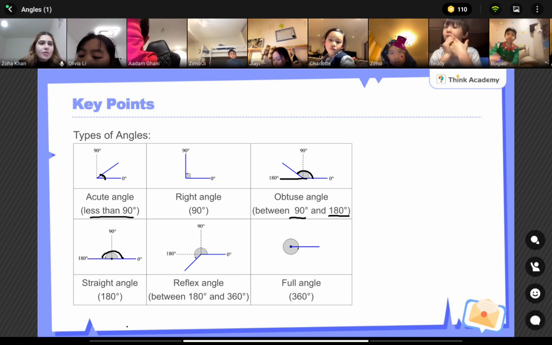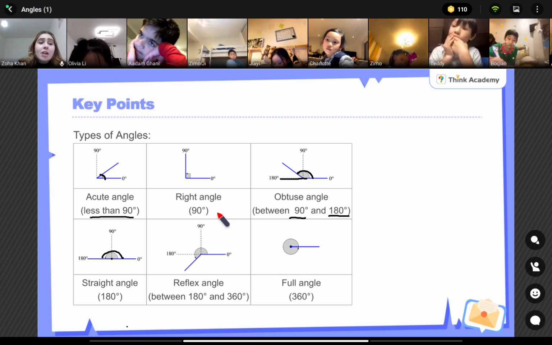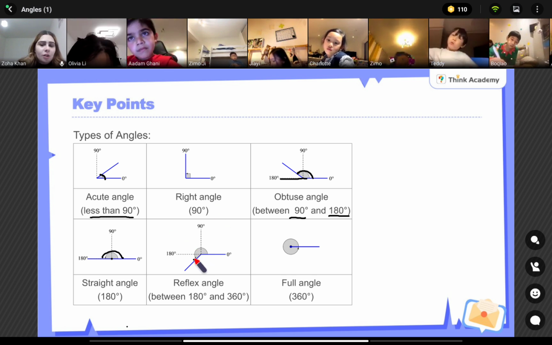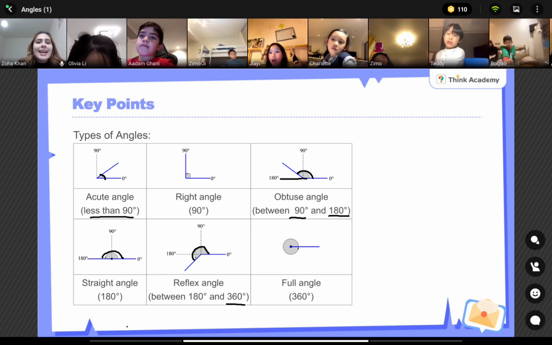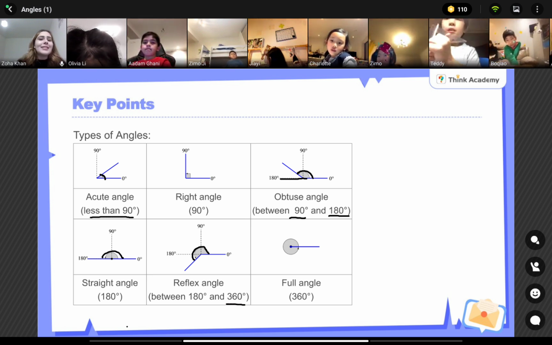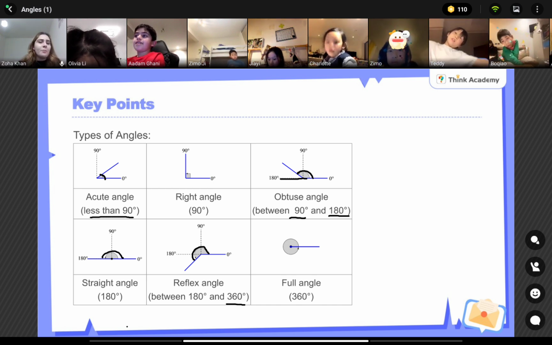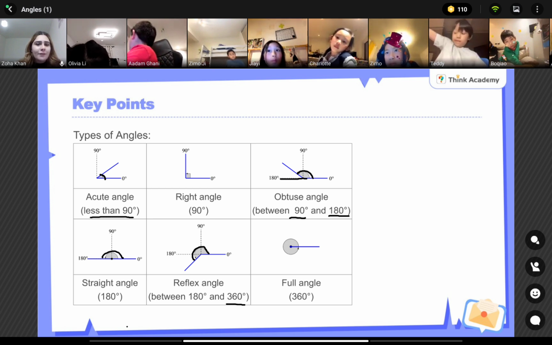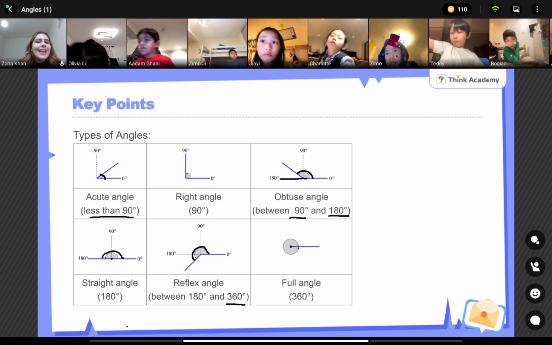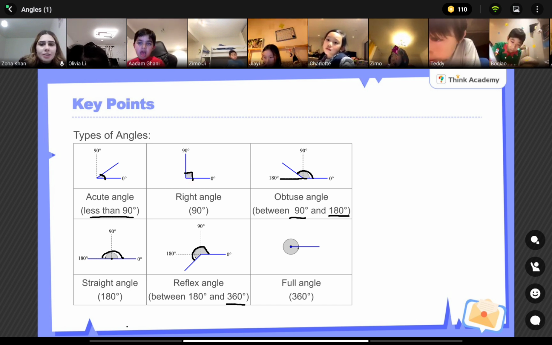Now, another angle that we're going to be looking at is the reflex angle. This is a very big angle because this angle is bigger than 180, it's bigger than a straight line, but it's less than 360, so it's less than a full turn. It's not a full turn, but it's bigger than 180. Okay, so acute angle, everyone, is a small angle, it's less than 90 degrees. Right angle, so remember, right angle is 90 degrees, so anything less than a right angle is an acute angle, okay?